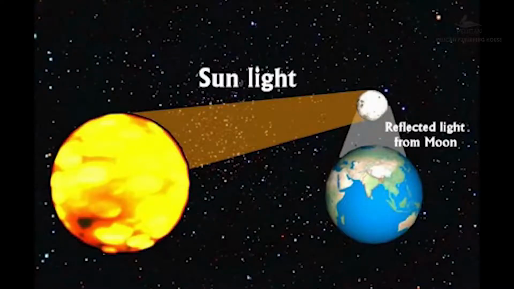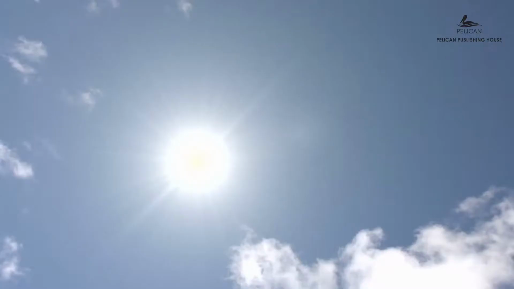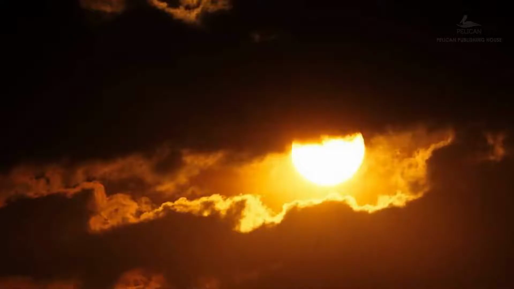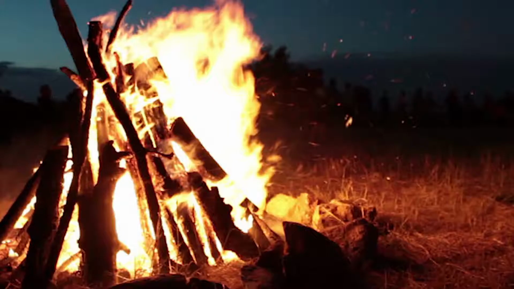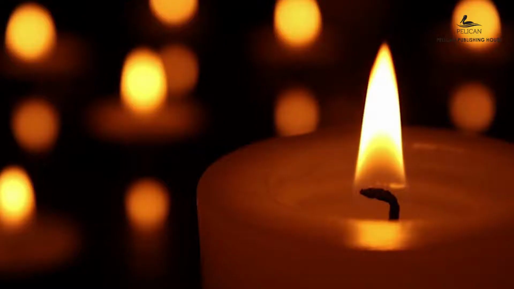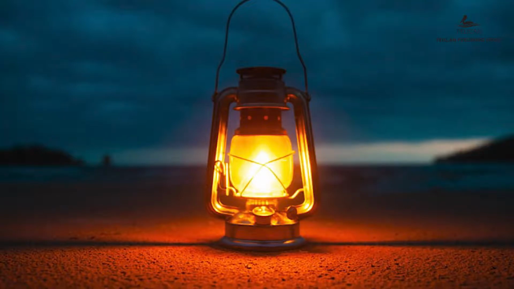The sun is the only source of natural light. Even moonlight is not its own light. The moon reflects the light of the sun in the night. You can see that the brightness increases as the day passes. The sunlight is the brightest at noon and the least at dawn or dusk. The other sources of light are all man-made. Some of them are fire, candle, lantern, tube light, and bulb.